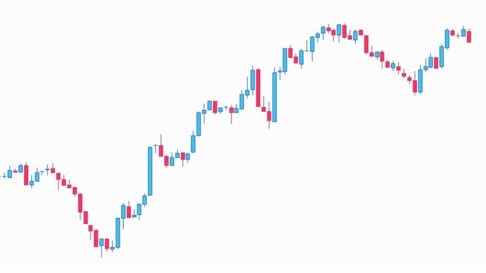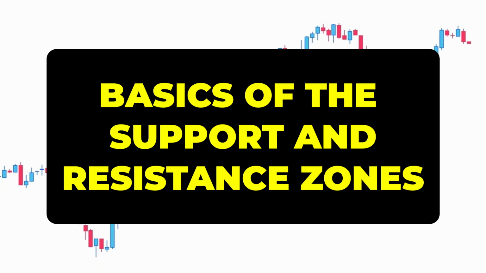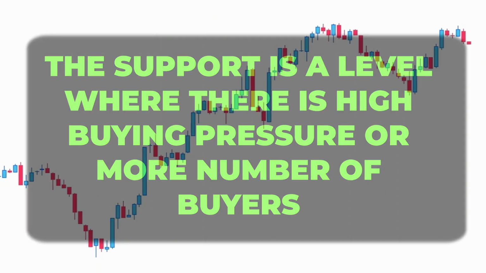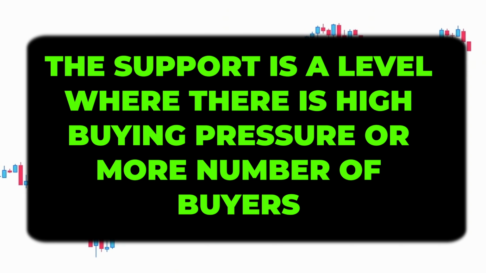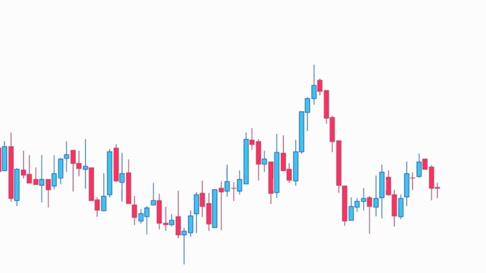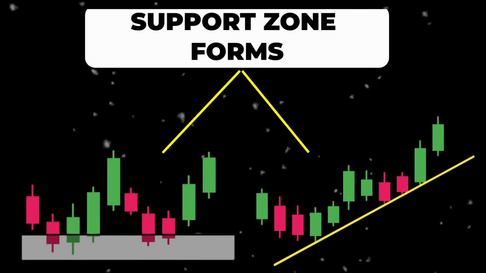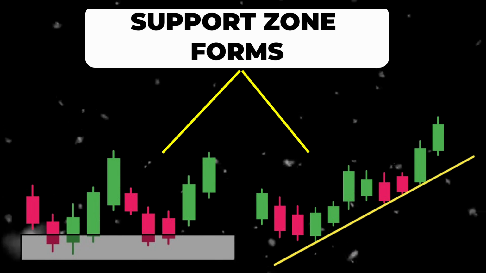So to begin with, let us learn the basics of support and resistance zones. So what is a support? The support is a level where there is a higher demand or high buying pressure from the buyers' side. The support zone can be in two forms. The first one is the equal lows support, and the second one is the trend line support.